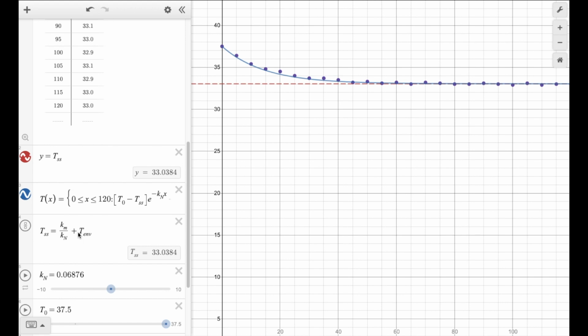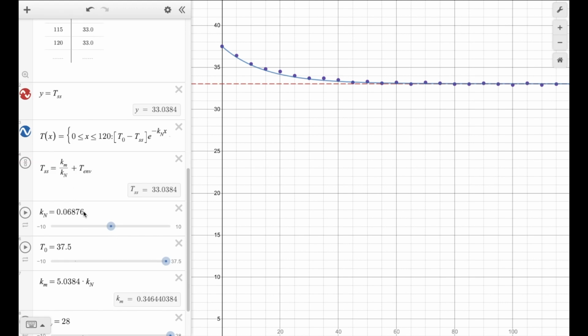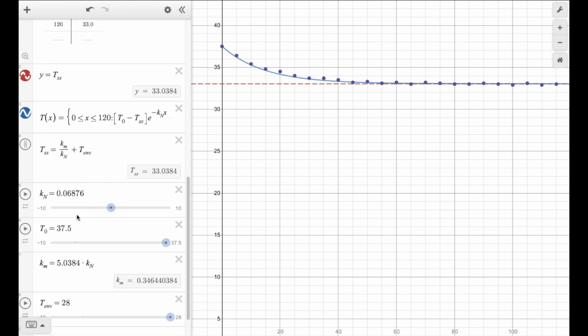So this is no sun case. The steady state value must be this. So what I'm going to do is put up this information here. I have a lot of variables defined here.